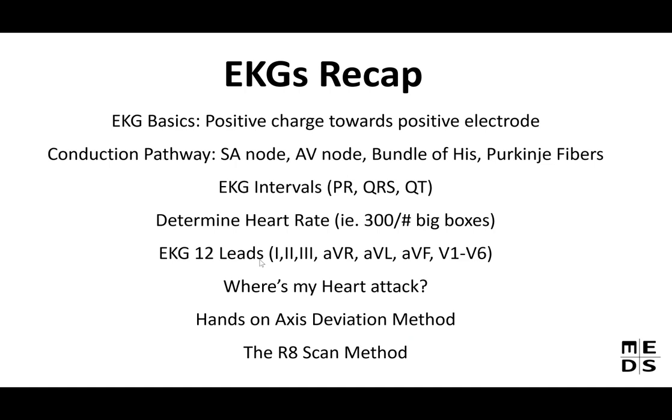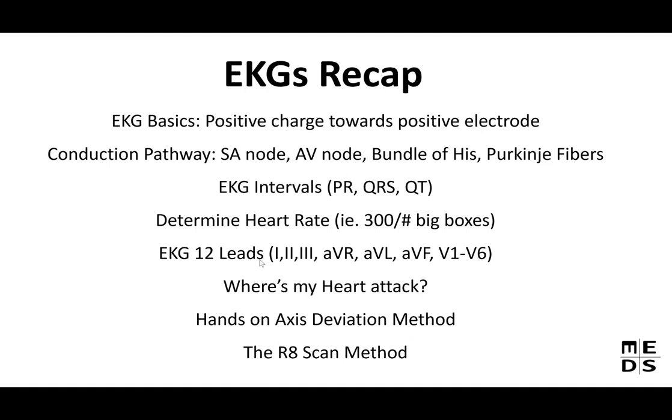So again, the basics, you're talking about positive charge moving towards a positive electrode. Then you're going to have the conduction pathway of the SA node, AV node, bundle of His, and then Purkinje fibers. We talked about the intervals of PR, QRS, and QT. Talked about determining the heart rate, just use 300 divided by the number of big boxes. We went through all the 12 lead EKGs of 1, 2, and 3, AVR, AVL, AVF, and then V1 through V6. Talked about where's my heart attack based on the actual grid, and the diagram that I made, that if you just write that down, you should be able to figure out really quickly where the issue is with the coronary arteries of the heart.